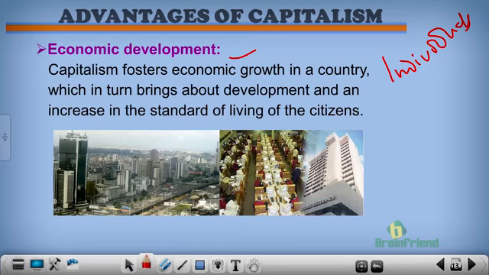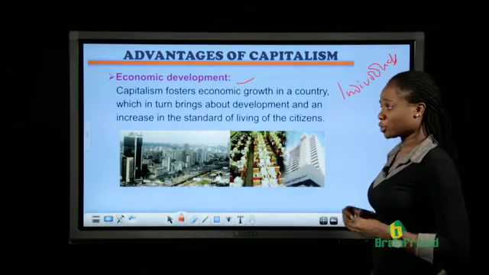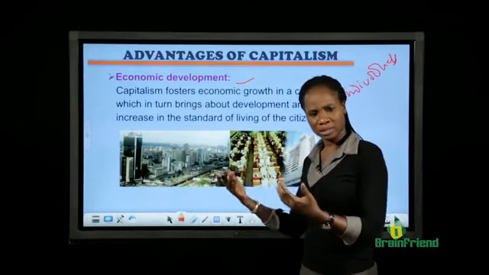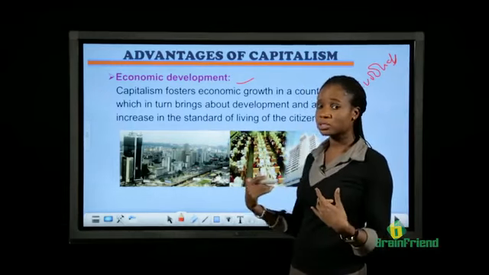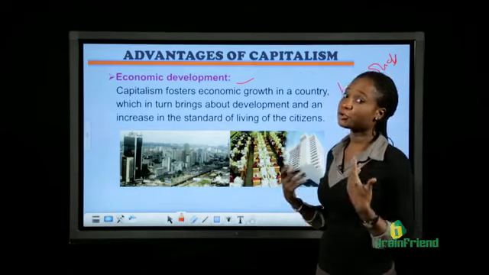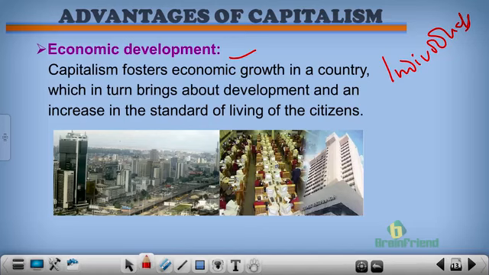But the government also has a role to play. This government, in one way or the other, tries to increase or promote the exportation of the home goods, which in turn will bring income to these individuals and then increase the payment of tax, which the government will use to bring about different social amenities, which will lead to development of the economy still, and increase the standard of living of the citizens. So capitalism fosters economic growth in a country or in a state.